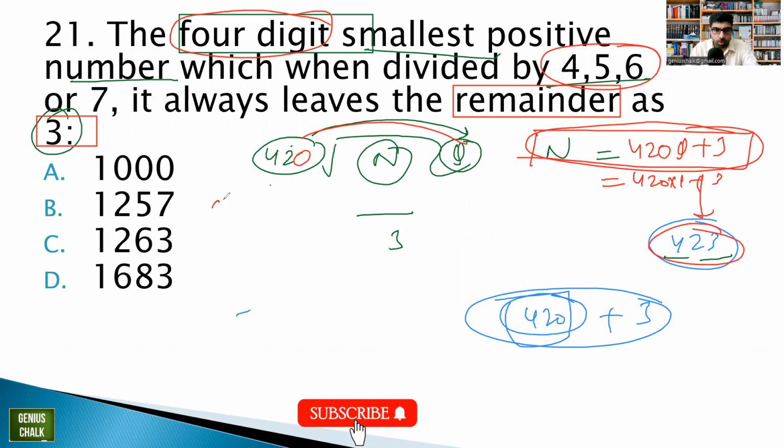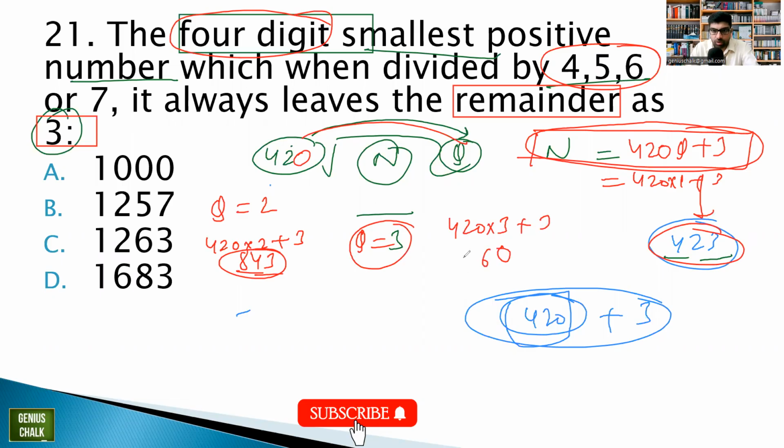So let's put q as 2. That will be 420 into 2 plus 3, that is 843. Again a 3-digit number. Go ahead. Put q as 3, 420 into 3 plus 3. This, I guess, will give us a 4-digit number. So this is 1263. That's why my answer is option C. Yesterday we discussed LCM plus common remainder, but here the number has to be 4-digit. That's why we have to go one step ahead.